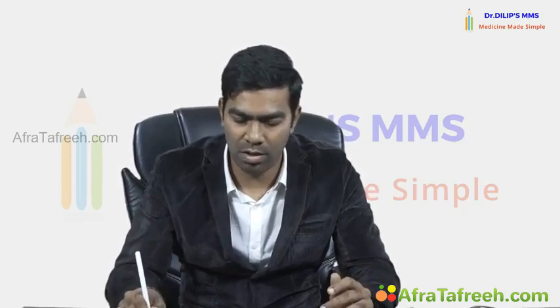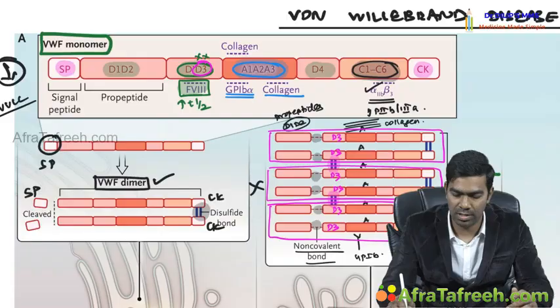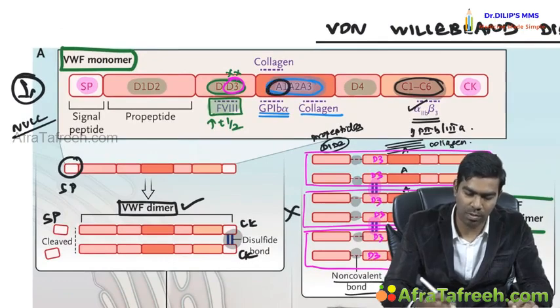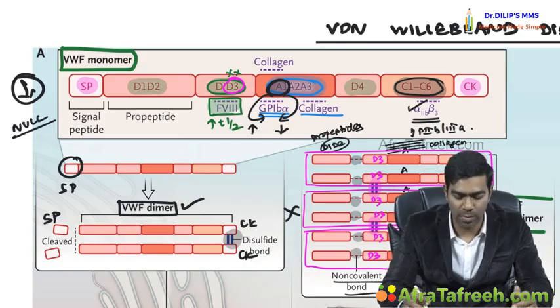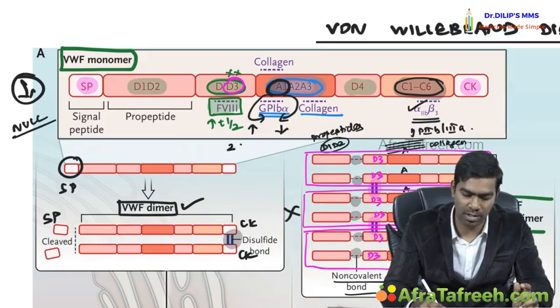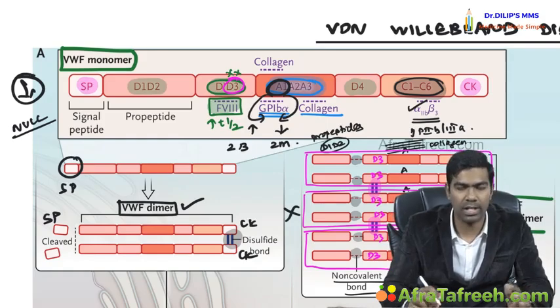For example, A1 and D3 domain mutations. If you have an A1 domain mutation, you might result in either increased affinity or increased binding with GP1B, or you can have a reduced affinity for GP1B. So whenever you have A1 domain mutations, you might result in either von Willebrand disease 2B or von Willebrand disease 2M. So 2B is due to increased affinity of von Willebrand factor to GP1B, and 2M is due to reduced binding of von Willebrand factor to GP1B.